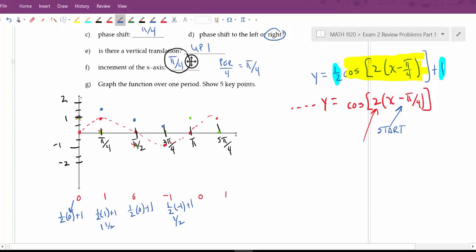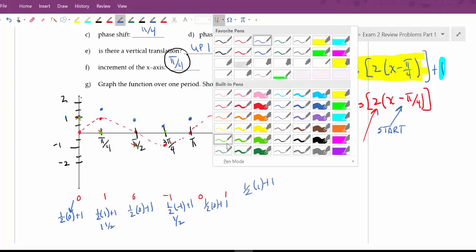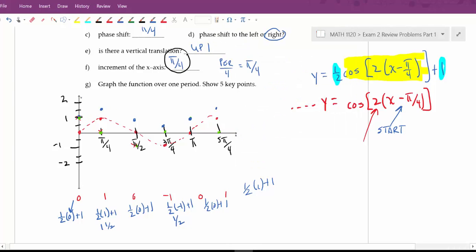And then this point would again be 1/2 times 0 plus 1. So that's back up to 1. And then this one has a y value of 1, so that would be 1/2 times 1 plus 1. So that would be back up to 1/2 like that. Now if I went through and just drew this in a graph, it would go like this. It will just kind of snake its way through those points like that. That would be your answer.